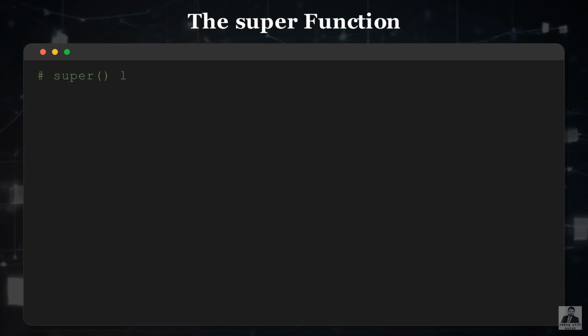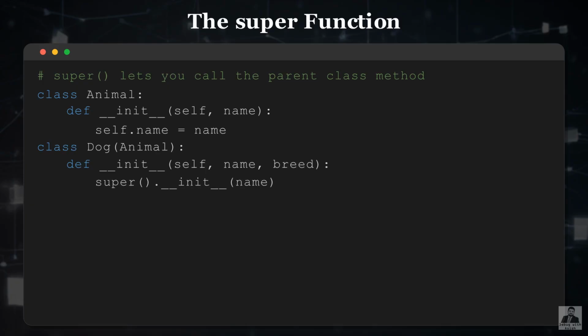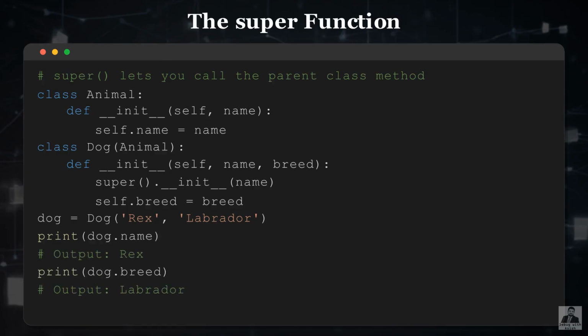The super function lets you call a method from the parent class inside the child class. This is most commonly used in the __init__ method. Here, Dog has its own __init__ that accepts both name and breed. Instead of duplicating the name setup logic, we call super().__init__(name), which runs the Animal __init__ and sets self.name. Then, we add self.breed on top of that. This keeps the parent's logic intact while extending it in the child.